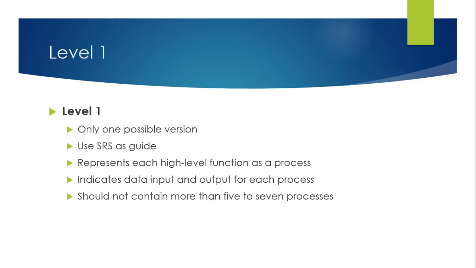A level 1 diagram is the first step in decomposing the process shown in level 0. There is only one possible version of this diagram. Having more than 7 processes at any level will make your diagram too complex. So, in level 1, using the SRS as a guide, you would group the high-level functions of the program into 5 to 7 processes, each having inputs and outputs.